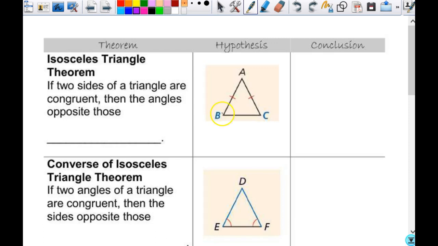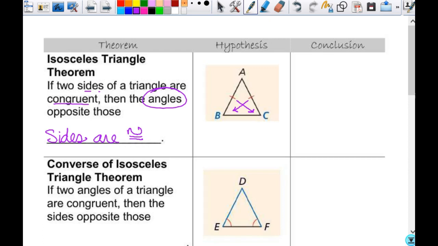All right, so here are my two congruent sides. The angles opposite those are these right there. And what has to be true about them? They are congruent. So if two sides of a triangle are congruent, then the angles opposite those sides are congruent.